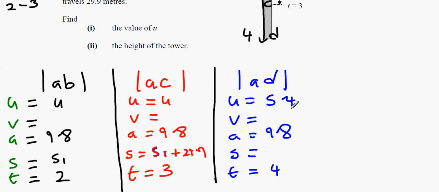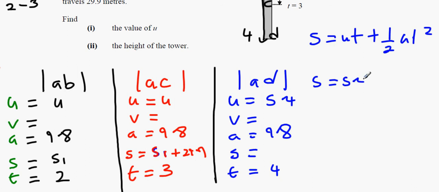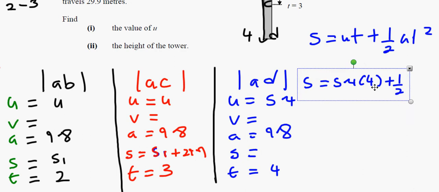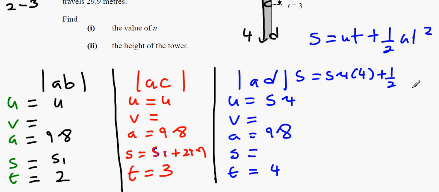We can now use S equals UT plus a half AT squared, because we know the time is 4. So S equals 5.4 times 4 plus a half times 9.8 times 4 squared. Put it all into your calculator, and what you'll get is 100 meters. So the height of the tower is going to be a good 100 meters.